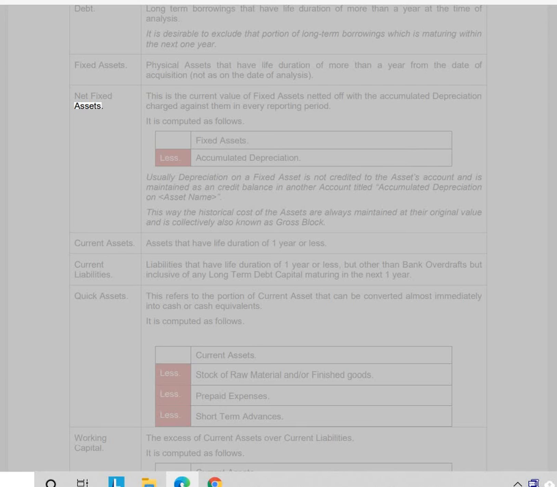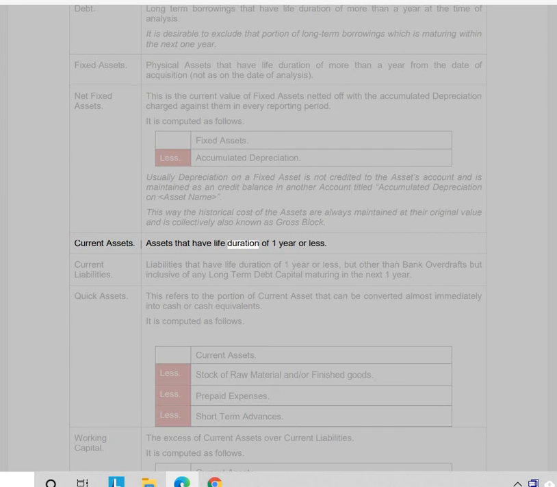Net fixed assets. This is the current value of fixed assets netted off with the accumulated depreciation charged against them in every reporting period. It is computed as follows: fixed assets less accumulated depreciation. Usually depreciation on a fixed asset is not credited to the asset's account and is maintained as a credit balance in another account titled Accumulated Depreciation on Asset Name. This way the historical cost of the assets is always maintained at its original value and is collectively also known as gross block.